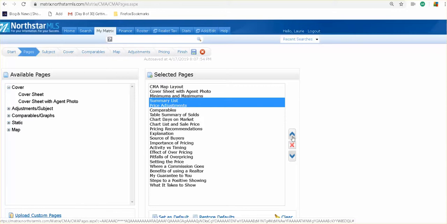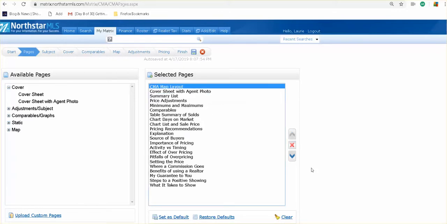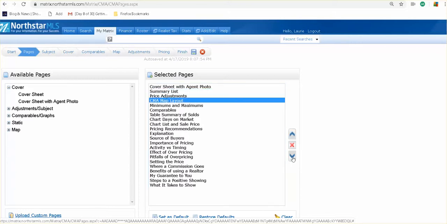Minimums and maximums, I'm actually going to put it there. My CMA map layout is going to go down a bit further as well. I'm going to show where the map is after my summary list.